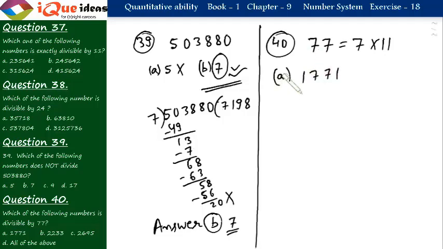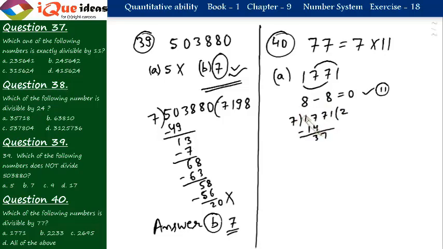Option A, 1771. If you take the sum of the odd place digits and the sum of the even place digits, it is 1 plus 7, that is 8, minus 7 plus 1, that is 8, so 0. So this number is divisible by 11. And for 7 you need to divide and check. 1771 divided by 7: 7 2s are 14, 7 5s are 35, so 21 is divisible by 7. So this number is also divisible by 7. So A is divisible by both.